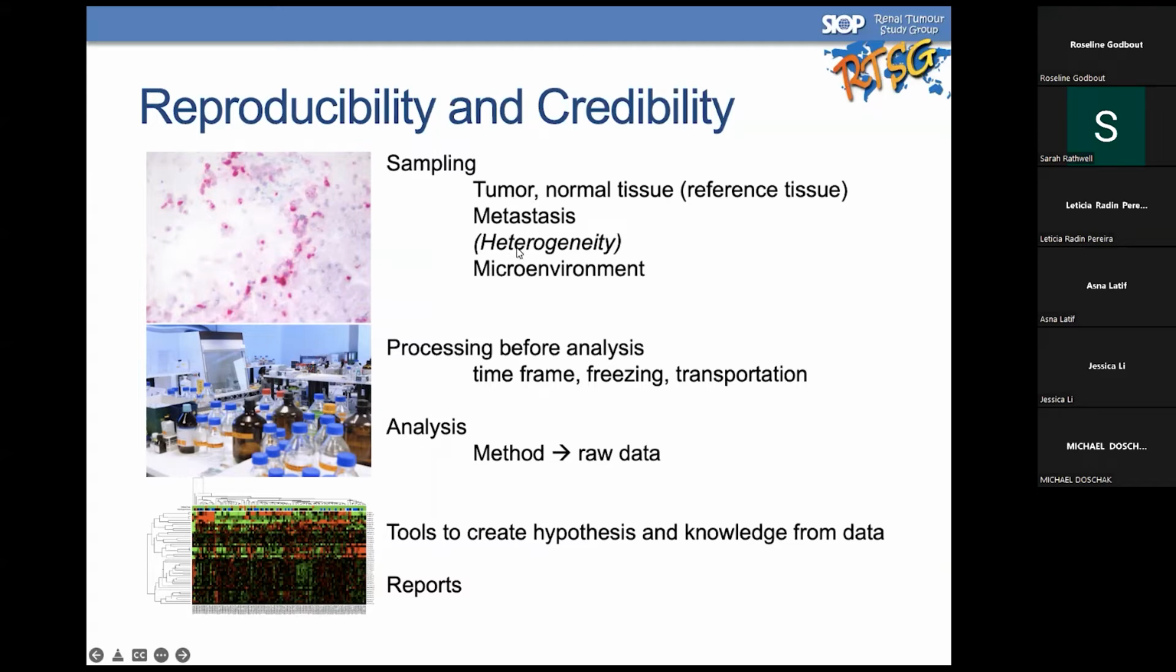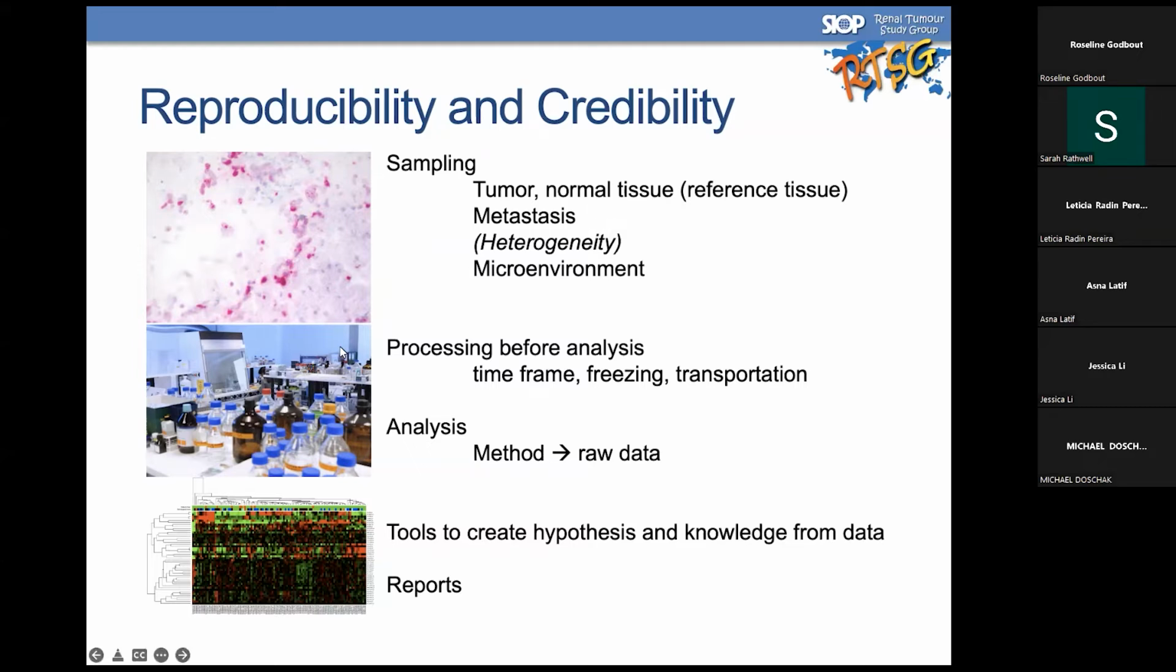And we do know in nephroblastoma, and I'll show you that later, there's an intratumoral heterogeneity. The question is also not dealing with the tumor alone, but also with the microenvironment. Who is looking into the microenvironment?